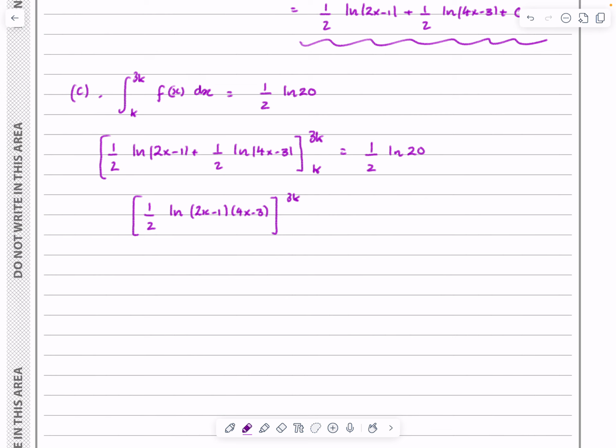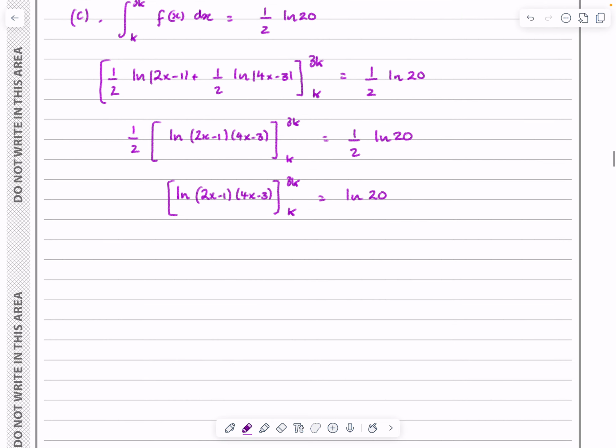So if I now do that between 3k and k, and really at any stage I could take the half out, I'm going to do it right now, and then I can cancel that half with the half log 20 just to make things slightly easier. So we're going to say log (2x minus 1)(4x minus 3) between 3k and k is the same as log 20.